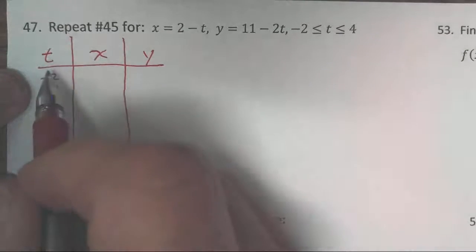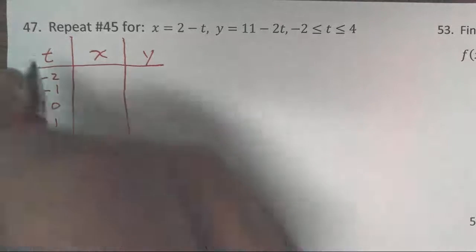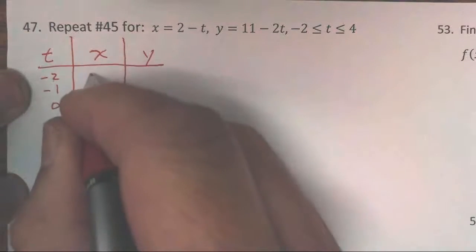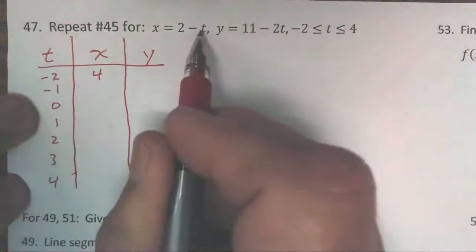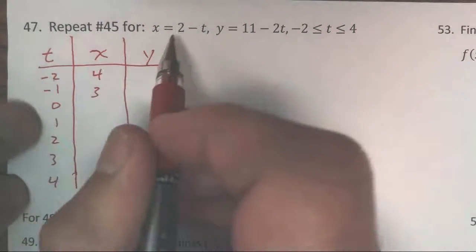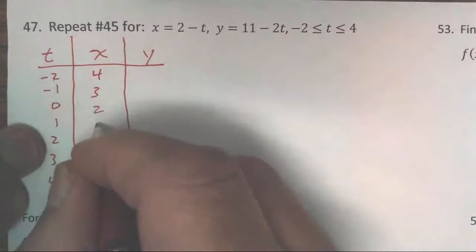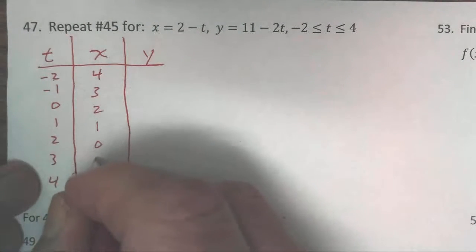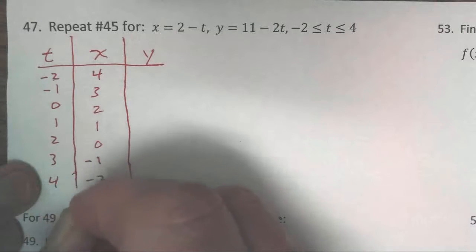All right. I think I'm just going to do all of the x's first. When t is -2, that's 2 minus -2, 2 plus 2, 4. t is -1, 2 plus 1, 3. t is 0, 2. t is 1, 1, and we see what's going on here. t is 2, 0. t is 3, -1, and -2.